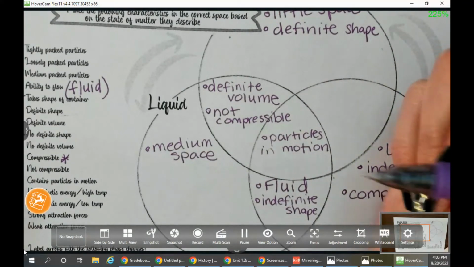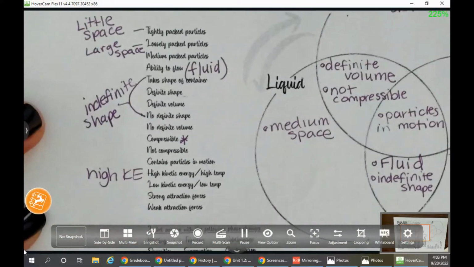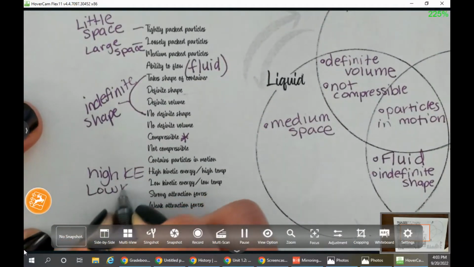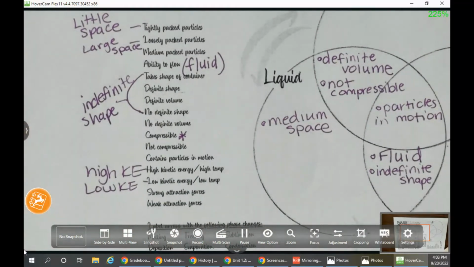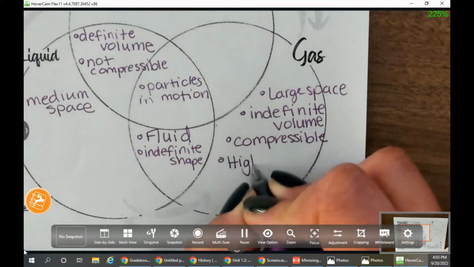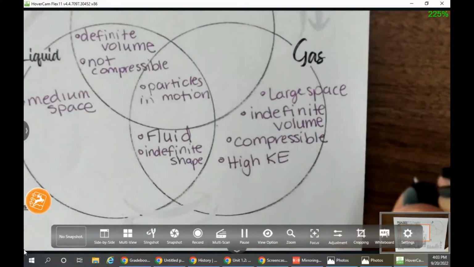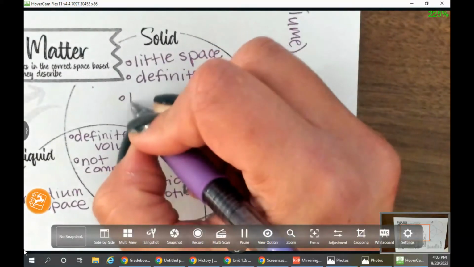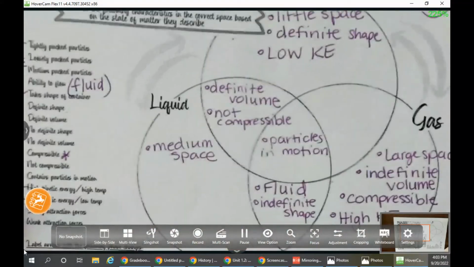High kinetic energy. So just so you know, I'm going to be writing high KE. There you go. Not H. I'm going to put high KE and low KE. It's just shorthand for kinetic energy. Okay. All right. So who has the highest kinetic energy, which is your movement? Gases. Yep. So we're going to go ahead and put high KE. Who's going to have the lowest kinetic energy? Solid. So then let's not leave liquid out. What are we going to put for its KE? I think medium.